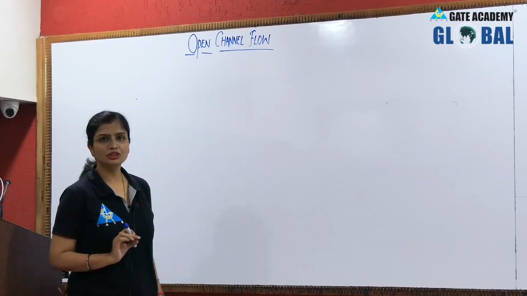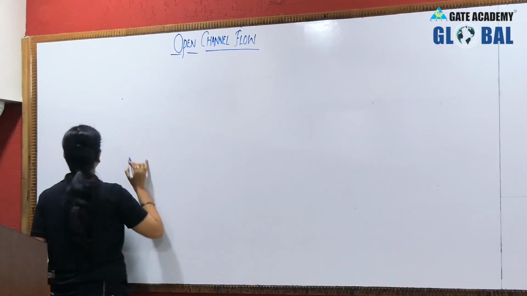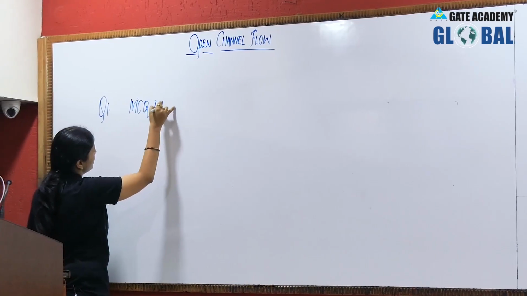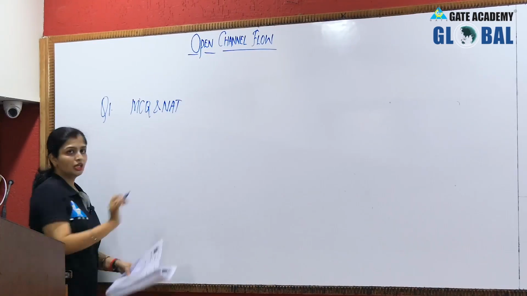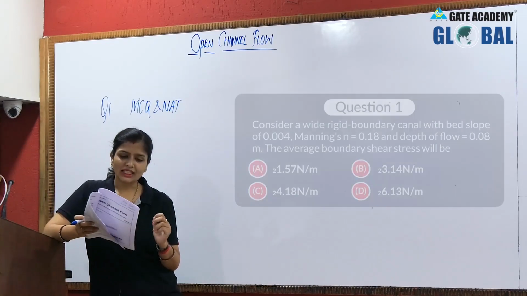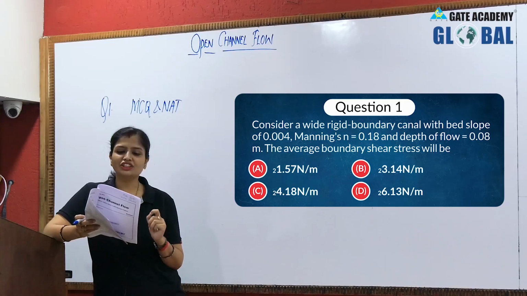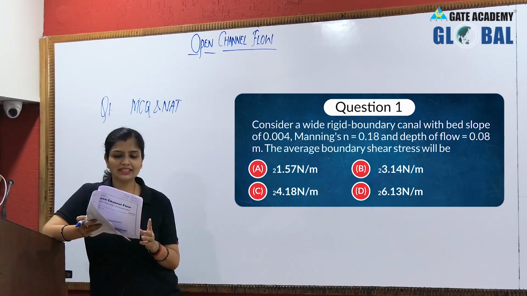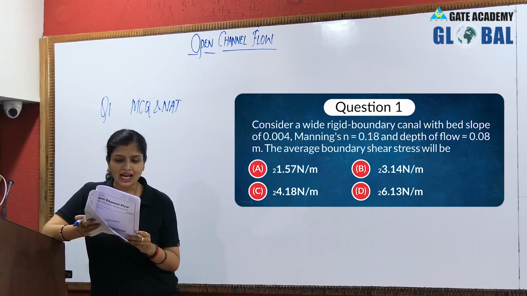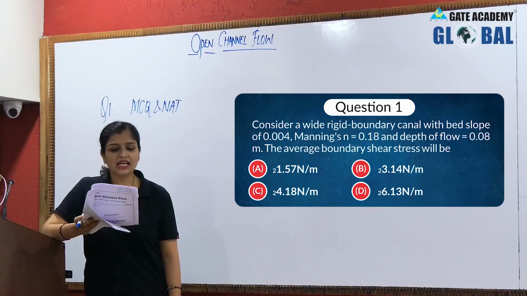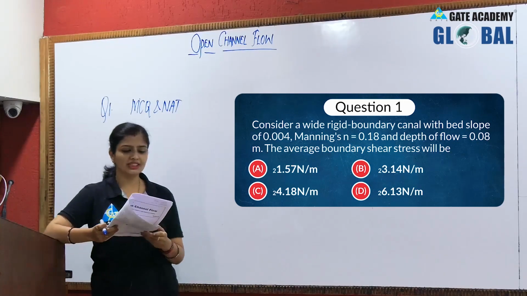So we will see question number 1, MCQ and NAT question. So let us see the question. You also read it with me. Consider a wide rigid boundary canal with bed slope of 0.004, Manning's n is 0.18 and depth of flow is 0.08 meter. The average boundary shear stress will be.